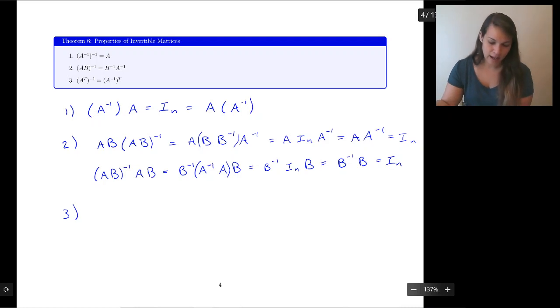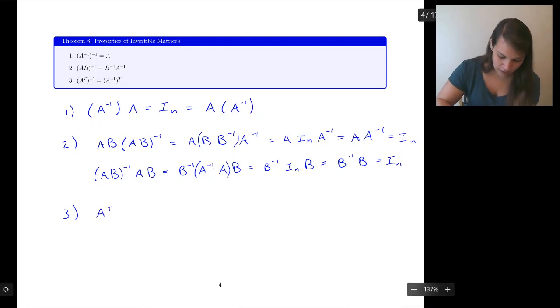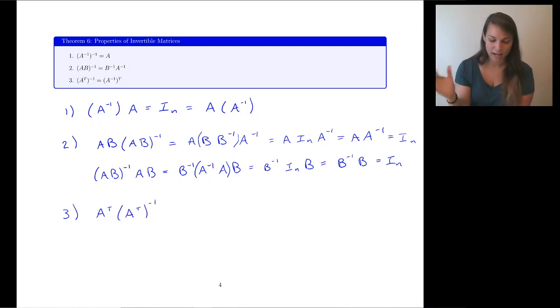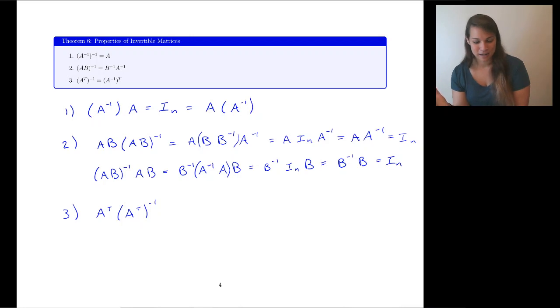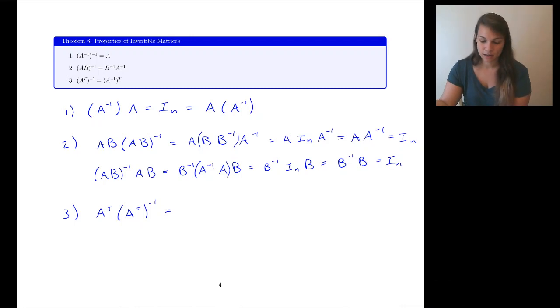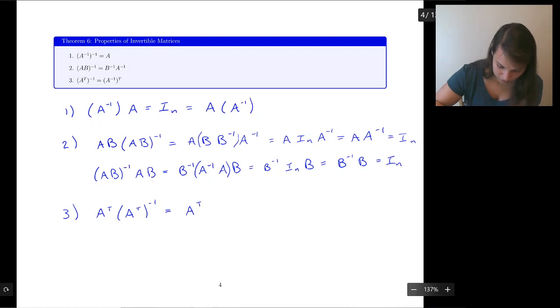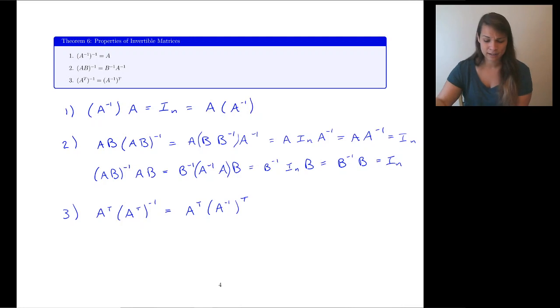Okay? And then the inverse of A transpose is the same thing as A inverse transpose. Let's check it. I have A transpose, and we're going to multiply it by the inverse of A transpose. According to property number 3, we can switch the transpose and inverse. So A transpose times A inverse transpose. And we're like, okay, is that still going to give us I?